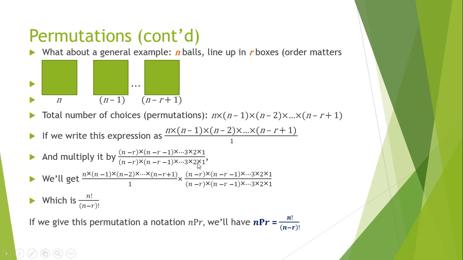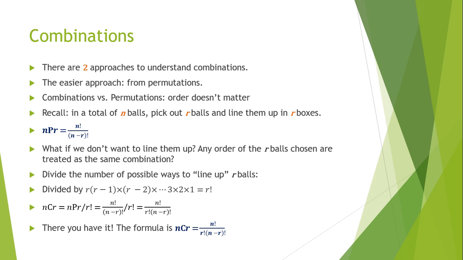So looking at the numerator, we notice that this is actually n factorial, and the denominator is n minus r factorial. So if we give this permutation a notation, nPr, that means choose r items from n items in total and line them up, and we call it permutation, then we'll have our formula nPr equals n factorial over n minus r factorial. So now let's talk about combinations.